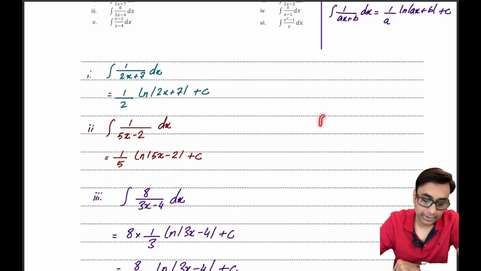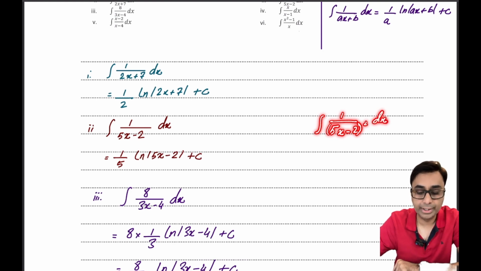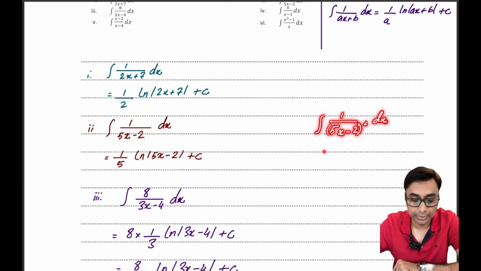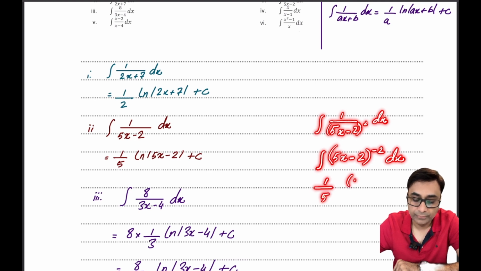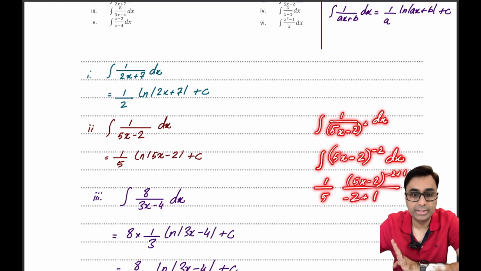And please keep in mind that if I had any power other than 1, like if I had 5x minus 2 whole square, then I wouldn't use the log integration here. This can come in exam and you would be required to do that. So if you ever get something like this, then that is the power formula, minus 2 dx. And you would do 1 upon 5x minus 2, increase the power by 1, and then divide it by the new power. So that's your basic formula of integration that you need to be able to apply.